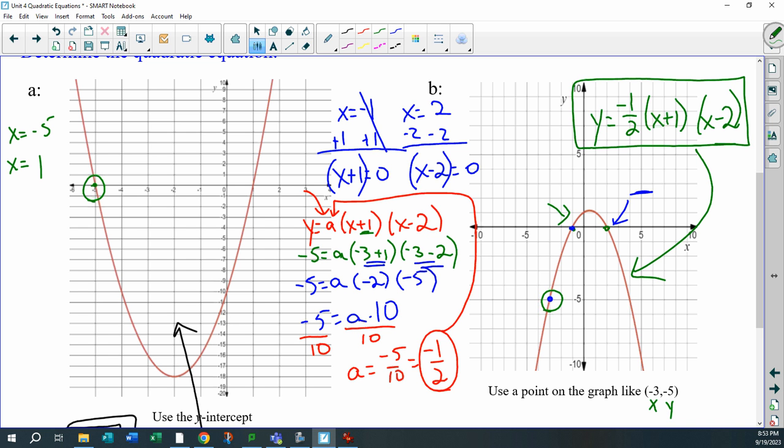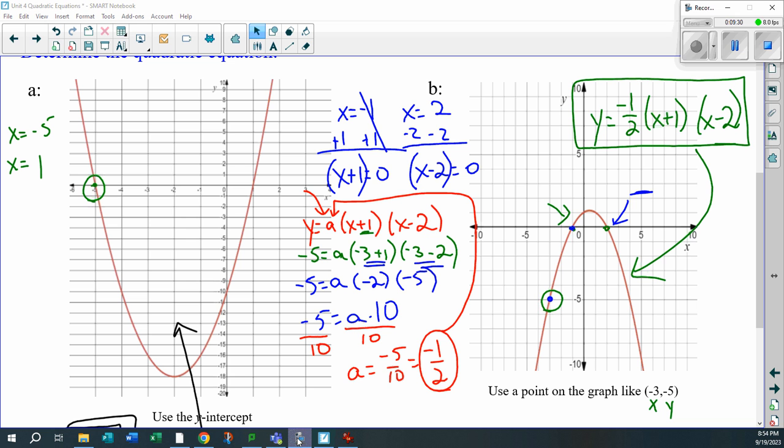This is very specific to this graph. Both equations were specific to their graphs, right? That's how you determine the exact original equation. Got it? Awesome.